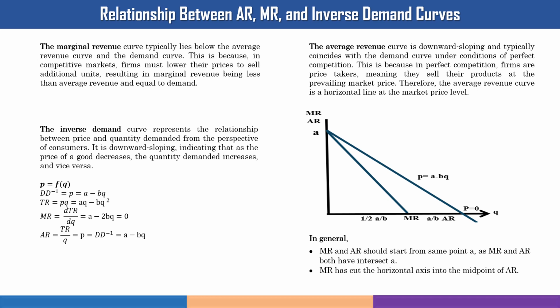Now I am going to discuss the relationship between AR, MR, and the inverse demand curve. Here in the graph, we can see the marginal revenue curve typically lies below the average revenue curve, while the average revenue curve is also downward sloping but coincides with the demand curve under perfect competition. The inverse demand curve represents the relationship between price and quantity demanded from the perspective of consumers. In general, marginal revenue and average revenue start from the same point A, as both intersect at A. Marginal revenue cuts the horizontal axis at the midpoint of average revenue.